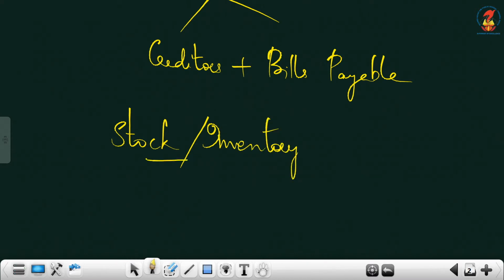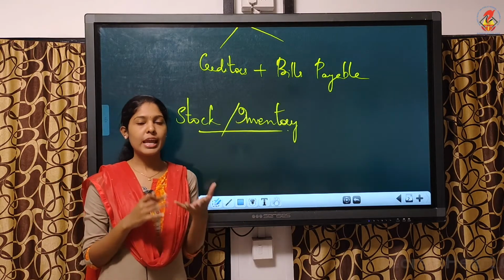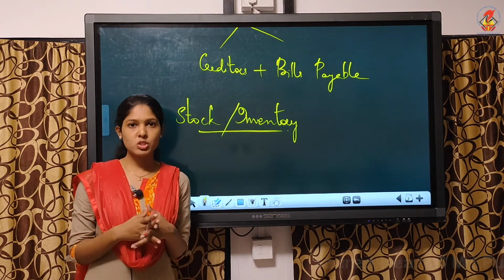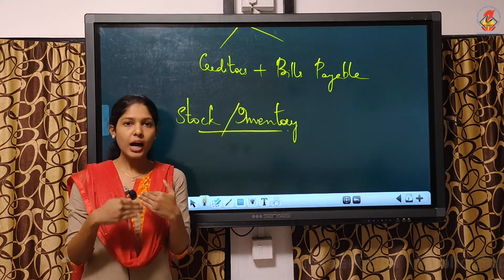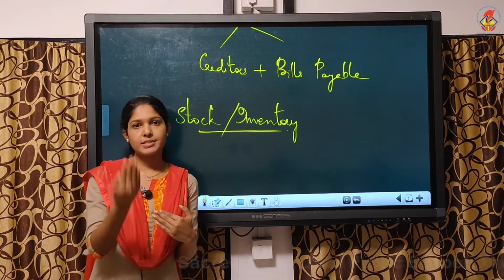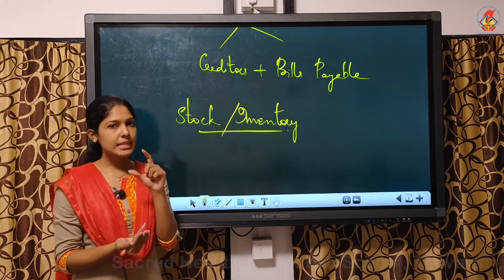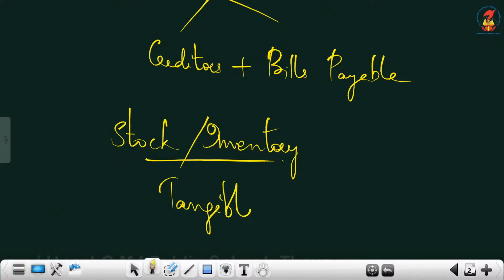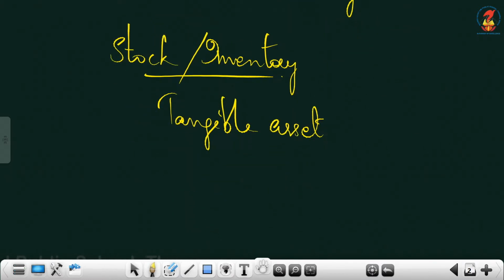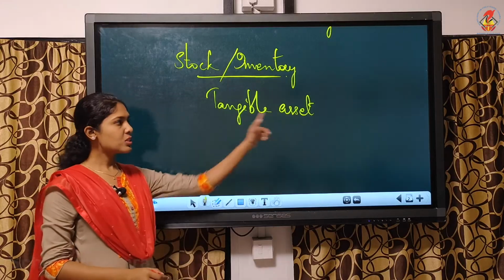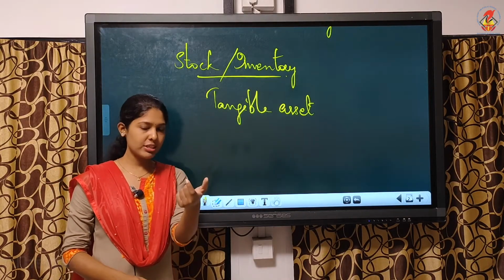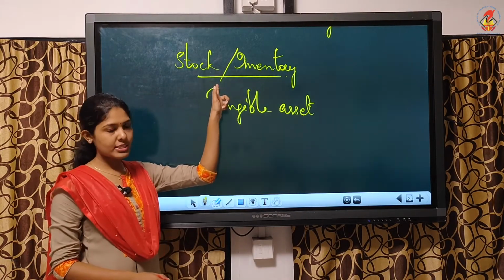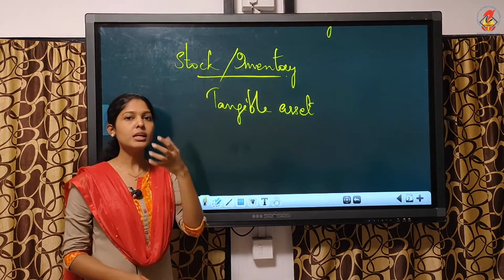Stock, or it can be also termed as inventory. Stock or inventory. Every firm will be having some stock of goods, isn't it? Because they are dealing with purchase and sale of goods. Now stock means it is a tangible asset. What is tangible asset? We already discussed. Tangible asset means asset which we can see and touch. And this was the classification of fixed assets, but stock is not fixed asset. Stock is actually a current asset.